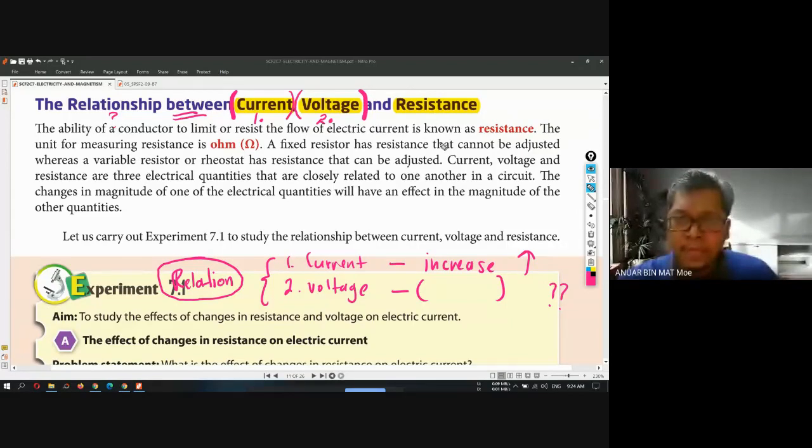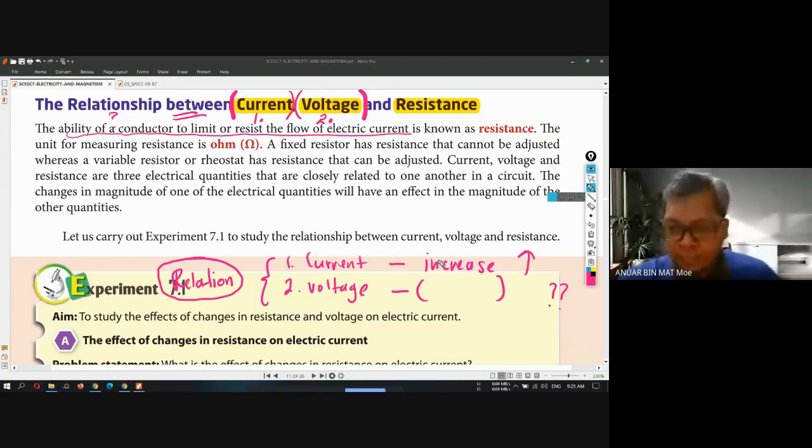And then, what is the meaning of resistance? I think we already did this yesterday. The meaning of resistance is the ability of the conductor to limit or resist the flow of electric current. Because, class, not every conductor has the same flow of electric current.